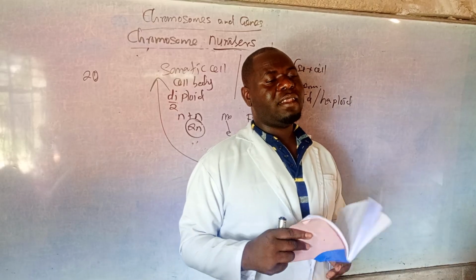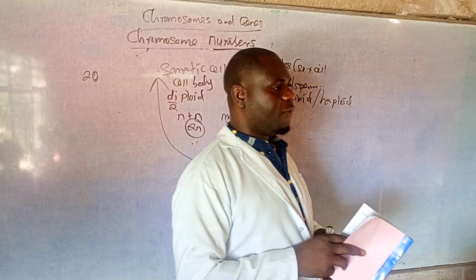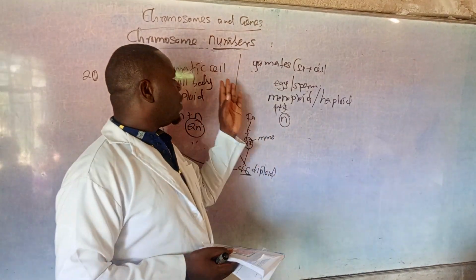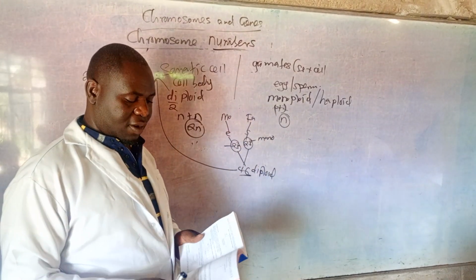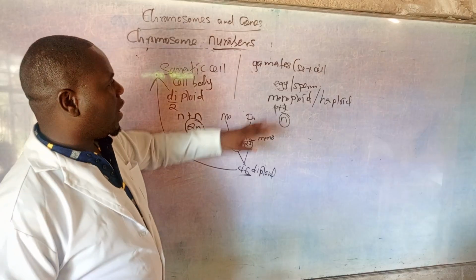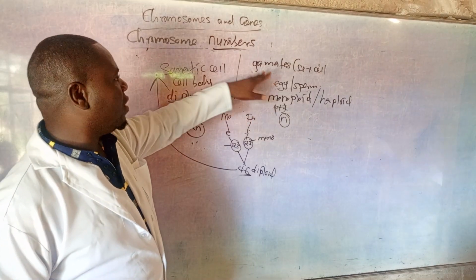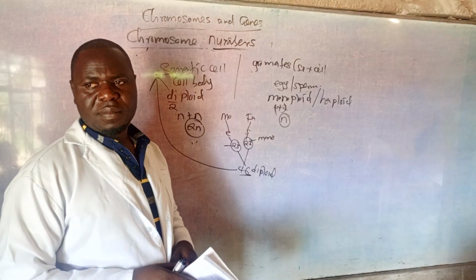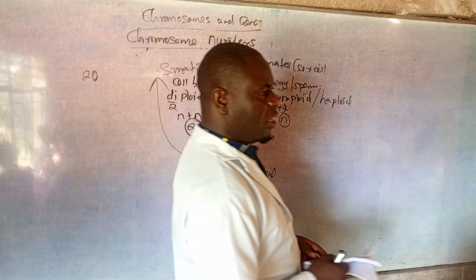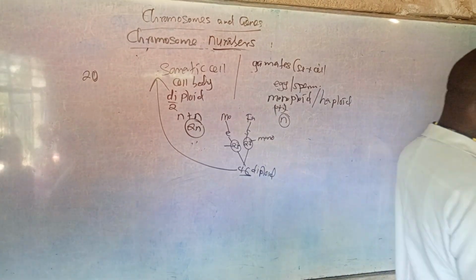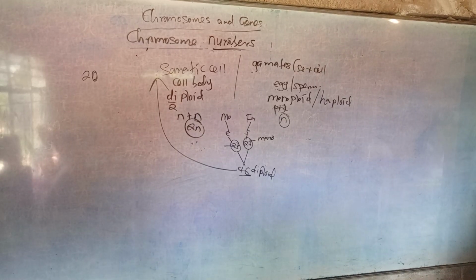All these are just a few examples of the fixed numbers of chromosomes. So any question on how to find the number of chromosomes in the gamete or the somatic cell? Any question? Okay, you understand? It's clear?